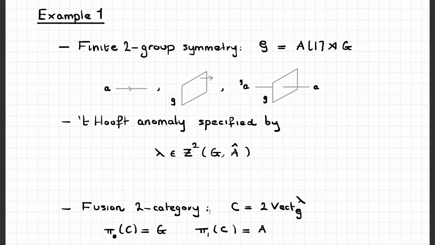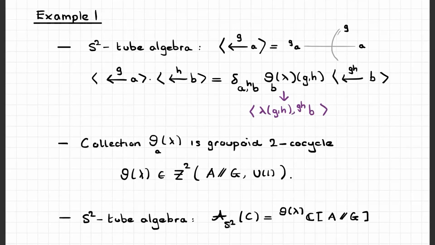But okay, the fusion 2 category is what you might call two-group graded two vector spaces where the monoidal structure is twisted by this lambda. In particular, pi 0 is G, those are the surfaces, and pi 1 is A, those are the lines. And we build the tube algebra in the same way. It looks very similar. It's generated by diagrams that look like this, except now we have a line with a surface acting. But the structure is very similar. Namely, what we get is a groupoid algebra that looks like this. But again, the algebra structure is twisted by a certain two-cocycle on the groupoid that's built out of the anomaly. So the details are slightly different here, but the idea is pretty much the same.